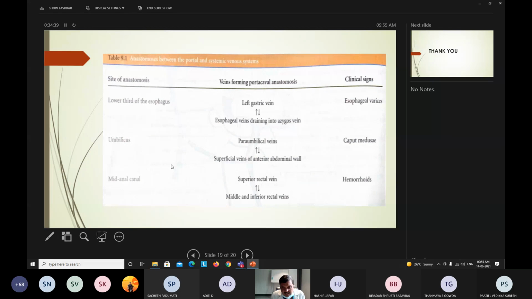Understand? Now it leads to various clinical signs. The important one is caput medusae. Esophageal varices lead to hematemesis. Then in the anal canal, there are hemorrhoids, which lead to bleeding per rectum during the act of defecation. So these are the various signs of portocaval obstruction or portal venous hypertension. Okay, so these are the signs.